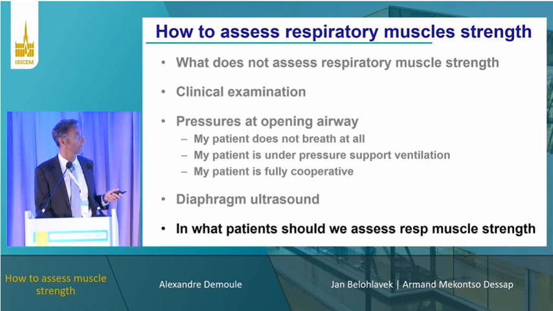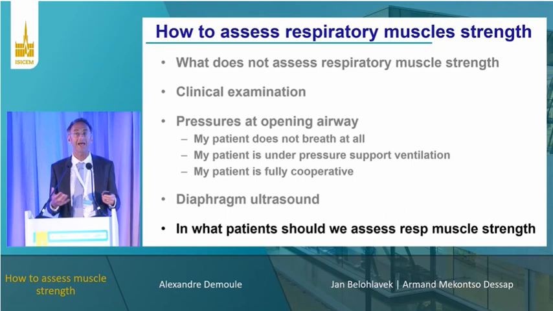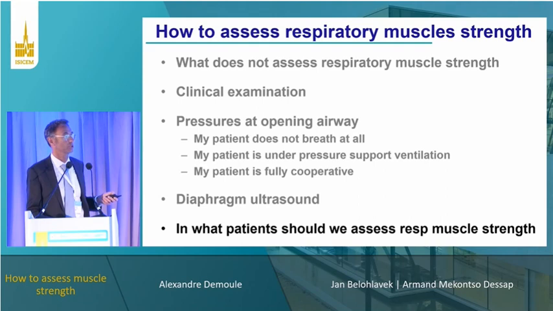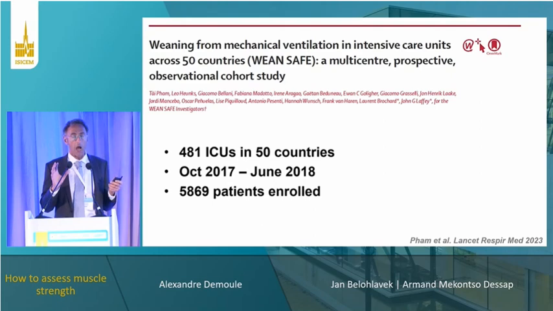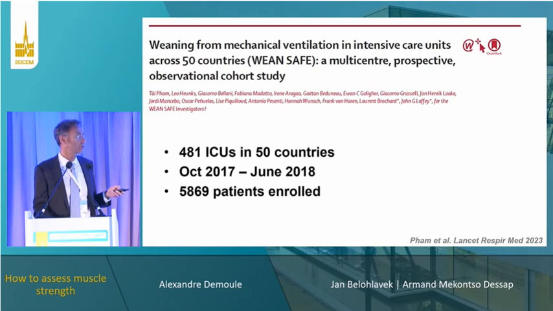So then in what patient should we assess respiratory muscle strength? To be honest, we are not going to do this in every patient. I mean, we have many patients we should manage, and we don't have time for this. So we have to select patients. I think this assessment should be performed every time a patient fails weaning. And this is a subset of patients, but when a patient fails weaning, once we have excluded that, for instance, respiratory resistance is not too high, ARDS is healed, and there is no weaning-induced pulmonary edema, then we should assess respiratory muscle strength. And this is a pretty high number of patients.